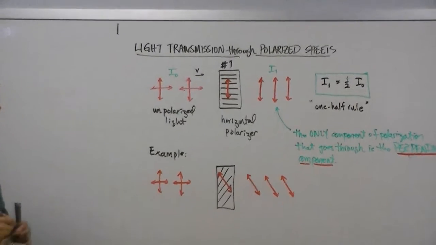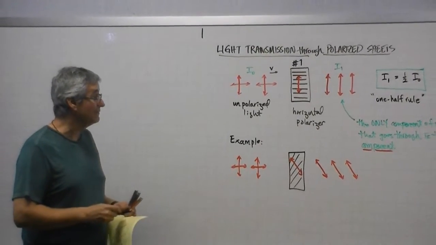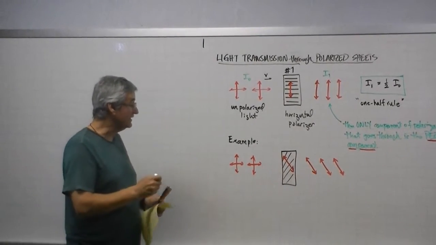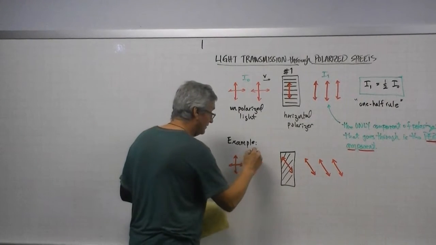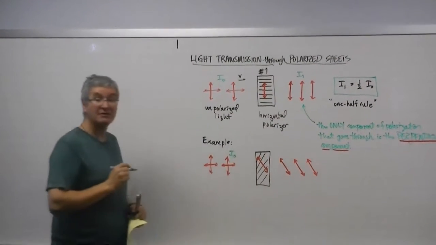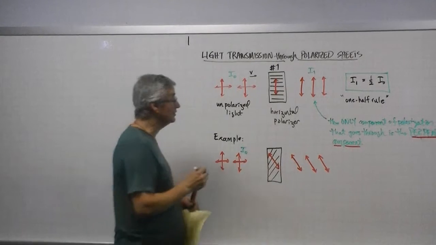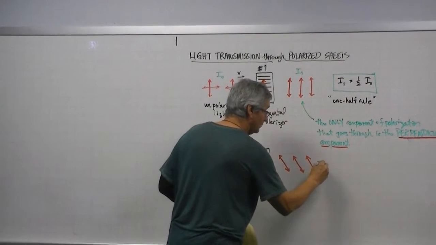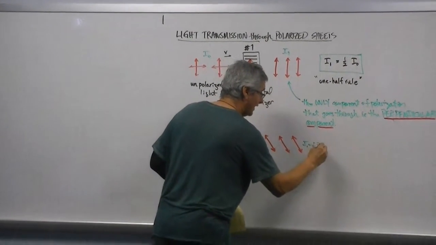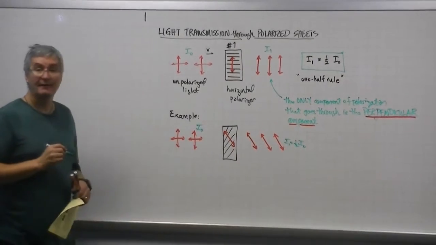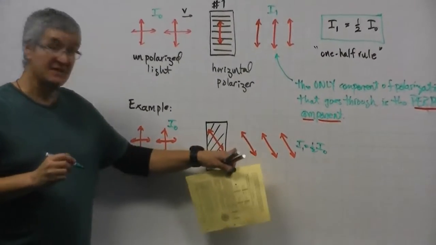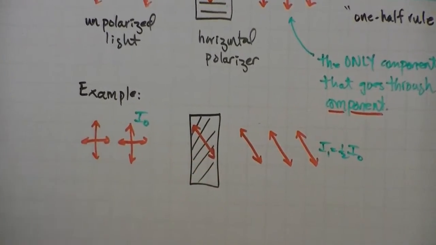That's the component that actually survives from this thing. So when I look at the intensity of this guy here, I have that amount of incident light. Afterwards, I'm still going to only get half the light. Because, why? It's taking out half the components here.